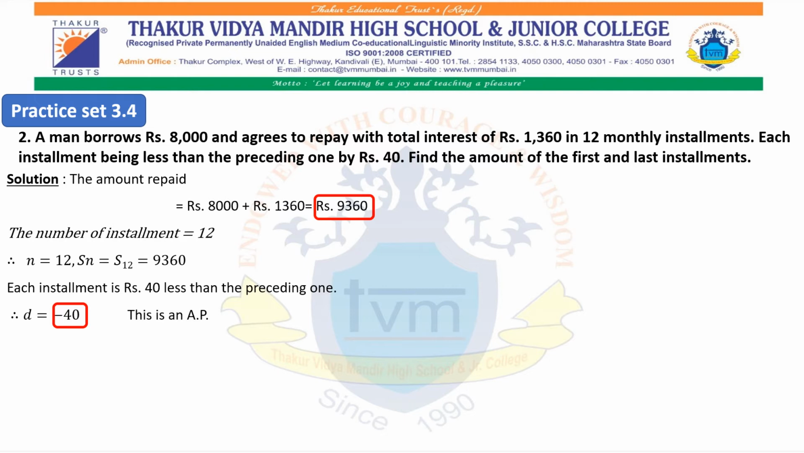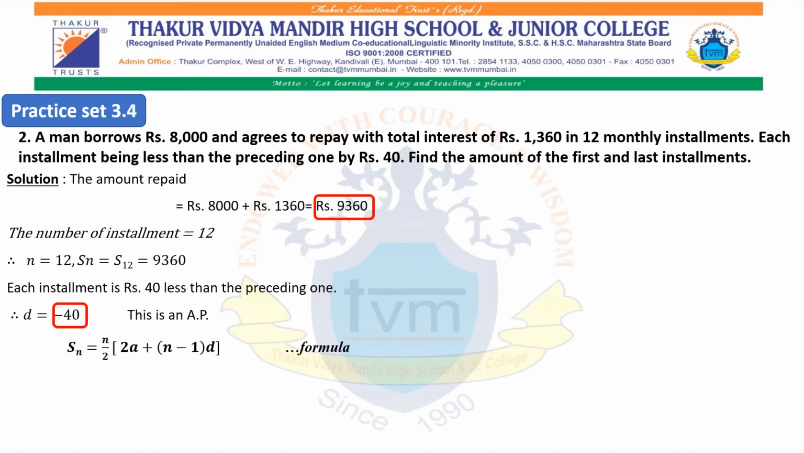What did they ask us to find? They asked us to find the amount of the first installment and the last installment. First installment means we have to find the value of a, and the last installment means, since he paid a total of 12 installments, we have to find T12. Here the value we know is the sum of 12 terms. Therefore we will apply the formula of Sn.